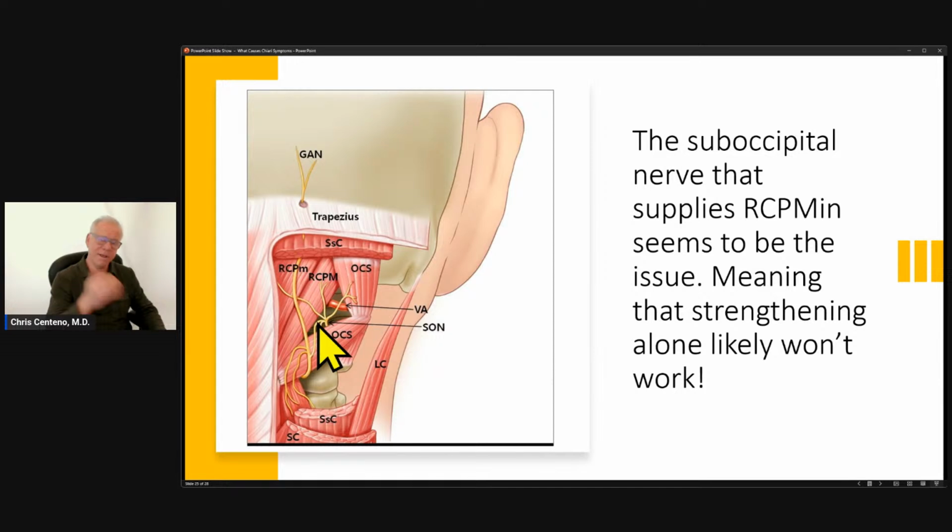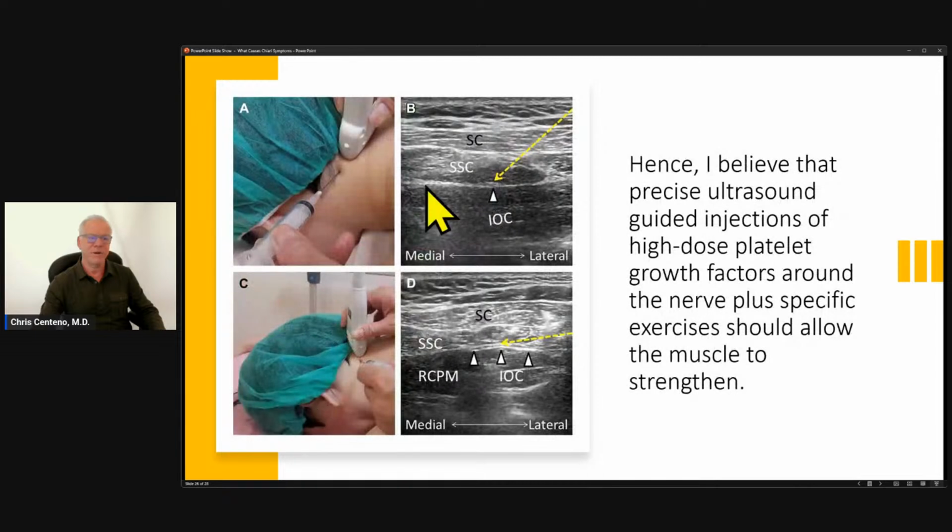And what they determined in that research paper was at the end of the day, the suboccipital nerve seemed to be the cause of the problem because the muscle was atrophied. So think about someone in a wheelchair after a spinal cord injury. Their muscles shrink up. Now they can exercise those muscles all they want. Those muscles are never going to get bigger because the nerve that goes to those muscles is dead. And that's the problem that these researchers identified. So if we're going to treat this in Chiari patients, we got to treat that nerve. Absolutely, that nerve needs to be treated.